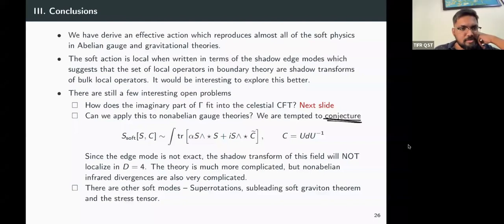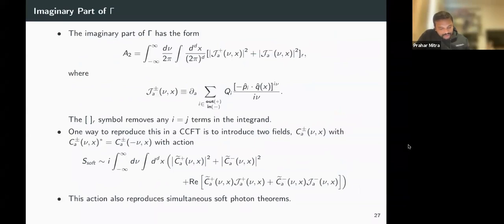Are you finished, Prahar? Yeah, but I wanted to just show you the imaginary part of gamma, which is this. I don't really have much to say beyond it. The point is that this is the structure for the imaginary part of gamma. Firstly, it crucially distinguishes between in and out states separately, which A1 did not do. And then here's the action, which again, simply by construction.